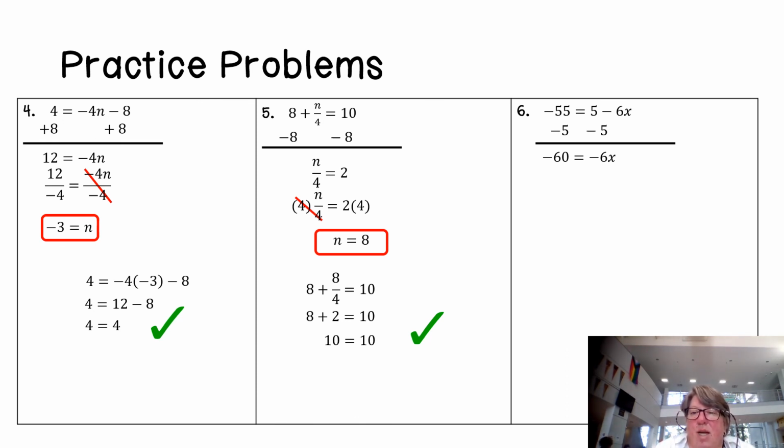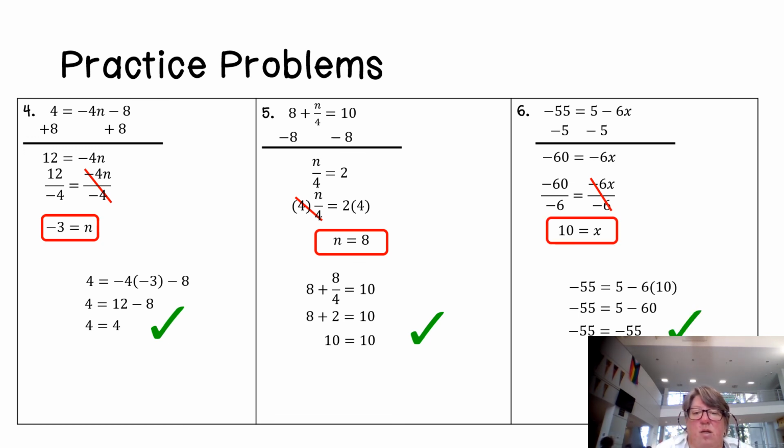Step 2 says get that variable alone. So we have a coefficient of -6. So we're going to divide both sides by -6. -6 divided by -6 is 1. So we end up with x is equal to 10. We plug that back in. We get a true statement. So we know that our solution is correct.